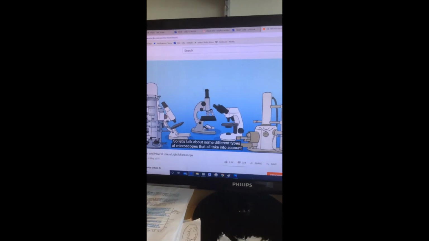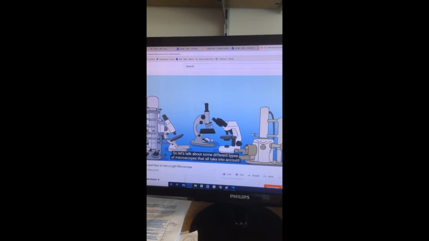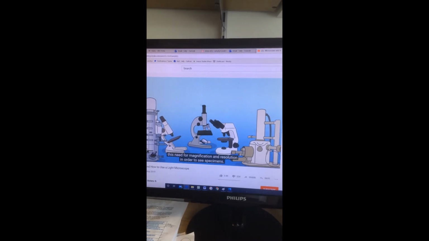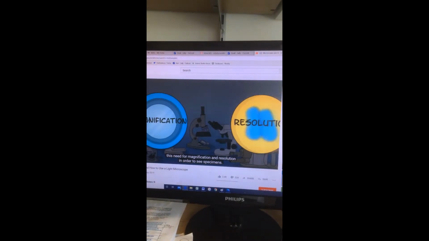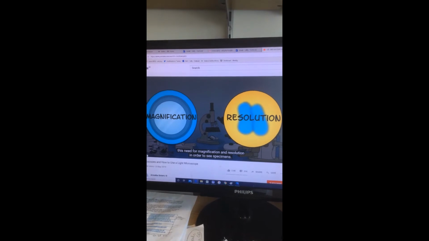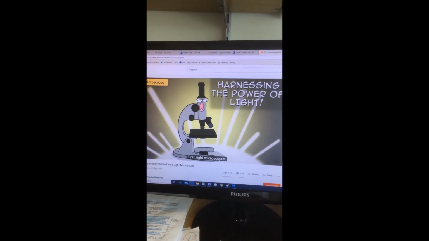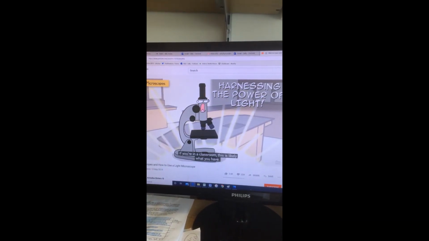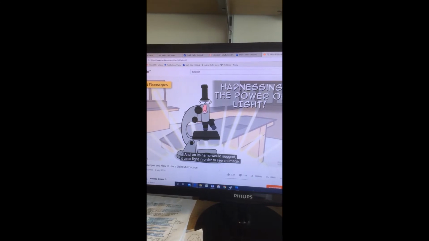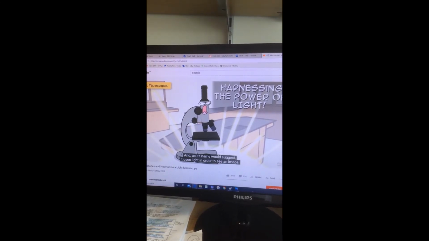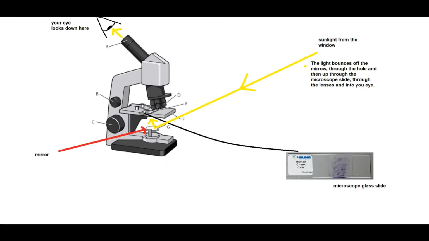So let's talk about some different types of microscopes that all take into account this need for magnification and resolution in order to see specimens. First, light microscopes. If you're in a classroom, this is likely what you have. And as its name would suggest, it uses light in order to see an image. This light microscope reflects the light from the window up through a mirror. The one in the video had a bulb instead.